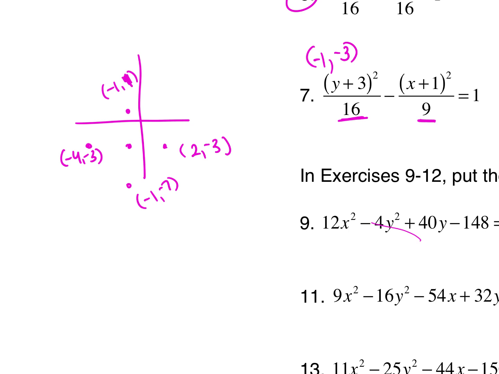This is our box. Why am I drawing it dashed? Because it's not part of the graph. I don't know why you're using the word line at all.